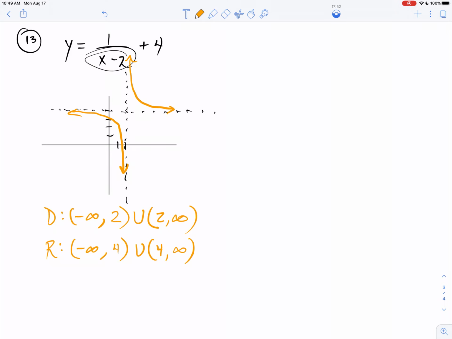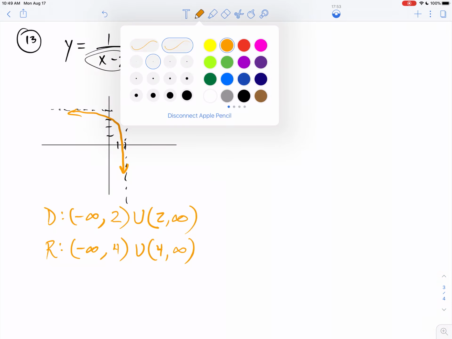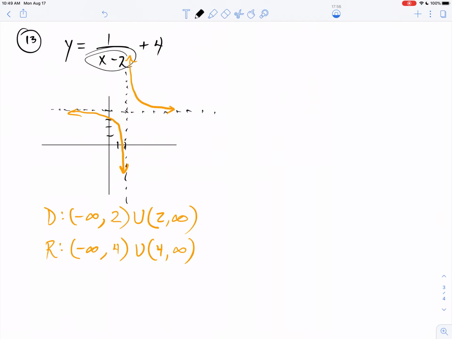So here's where I was a little worried that maybe you'd get a little overwhelmed or stuck. So here we go. Use the videos to help you out. We're going to look at number 14. This one says -1 over x minus 3 plus 1.